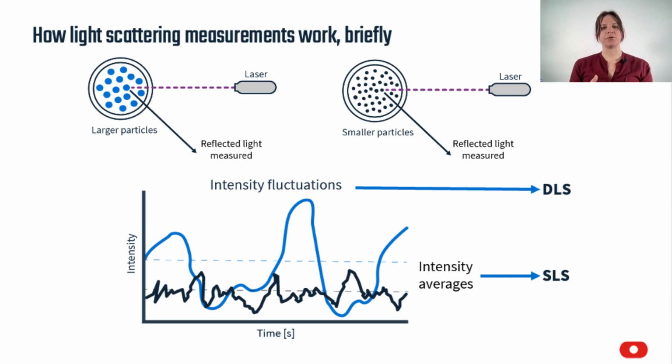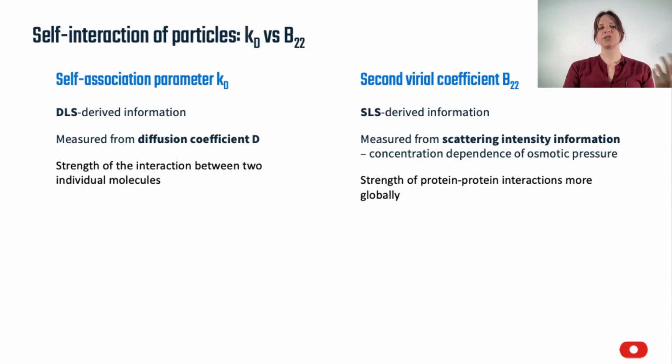DLS uses the movement of molecules to find out information about their size and whether there are differently sized populations in the sample. SLS uses the average total amount of light deflected by the sample to inform on the average molecular weight of the sample, as well as its colloidal stability. Large particles scatter more light for SLS and move more slowly for DLS. Each light scattering technique is used to calculate a different parameter for self-association prediction. DLS gives the KD of the interaction. SLS gives the second virial coefficient, or B22.